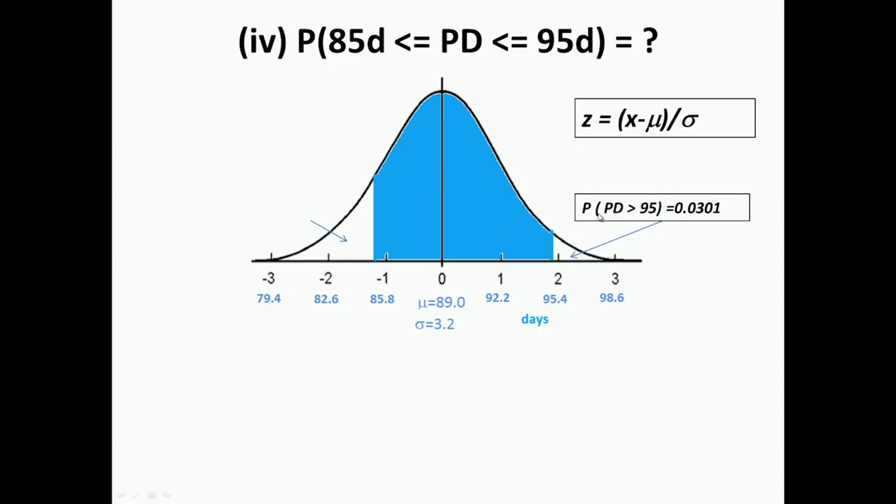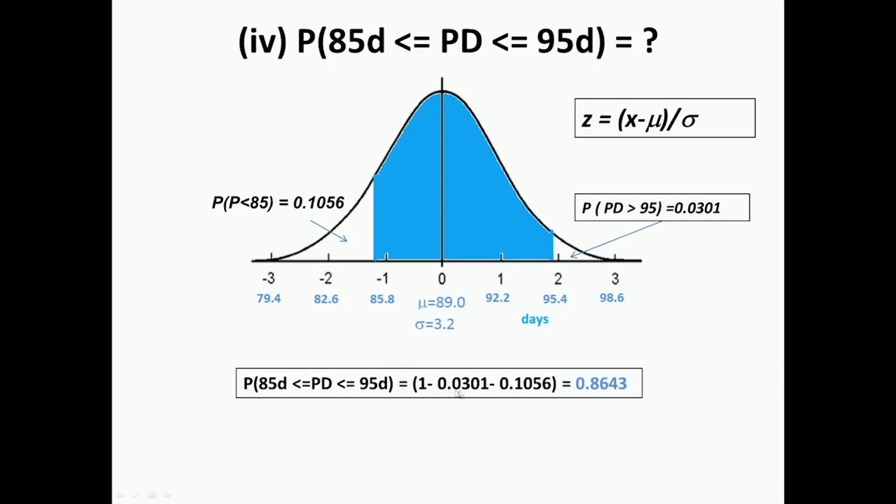Remember, we got the area here as 0.0301, the area here was 0.1056, and now we know the area under the whole curve is 1. So, if we subtract these two areas from 1, we will get the resulting area which is shaded here, which is 0.8643. So, we are saying the probability of the project duration lying between these two values is 0.8643. You can see that we have started answering probabilistic questions from a project perspective.